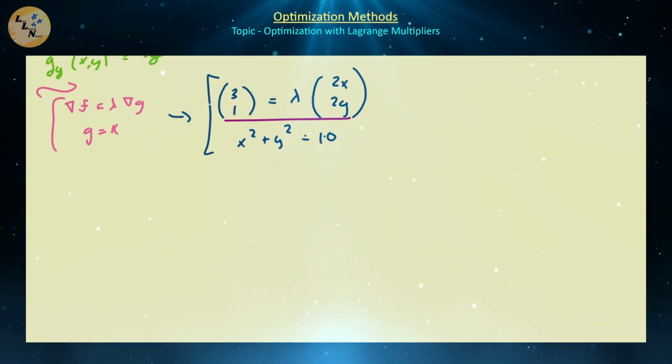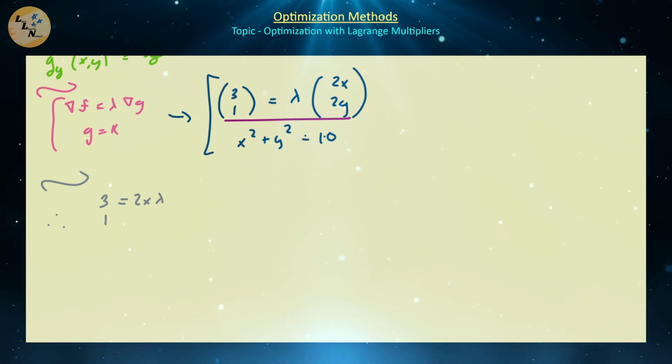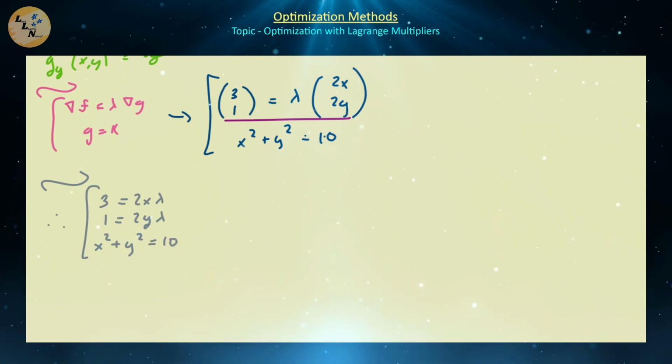So let's just write that out in a more sensible manner. In particular, write that matrix equation as a system of equations. So that means we seek to solve: 3 is equal to 2x lambda, 1 is equal to 2y lambda, and then x squared plus y squared is equal to 10. So we have 3 equations, 3 unknowns. Let's solve for x, y, and lambda.